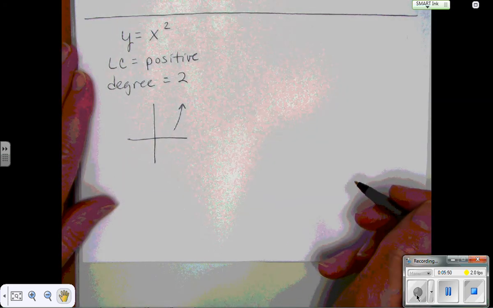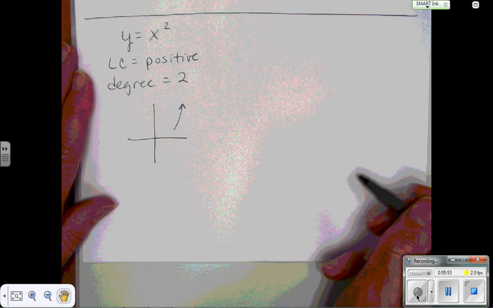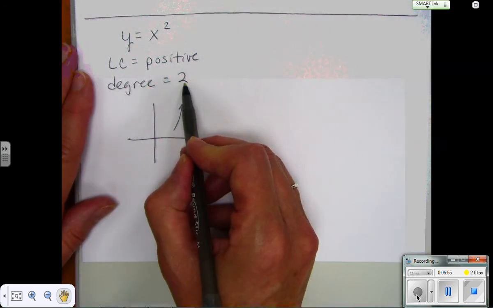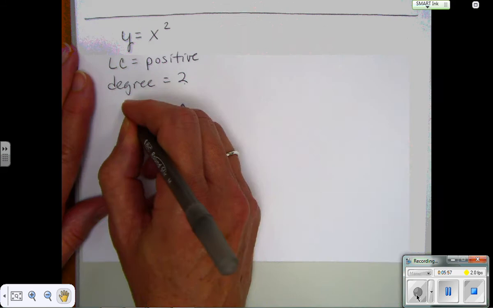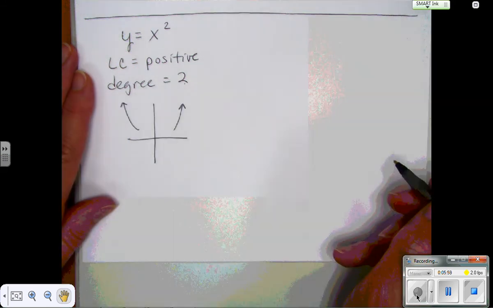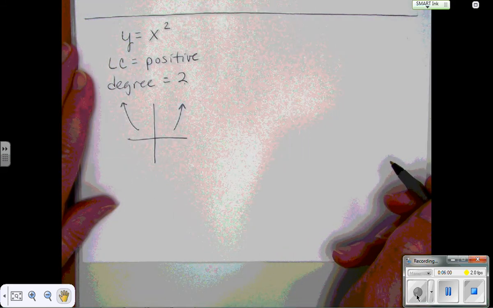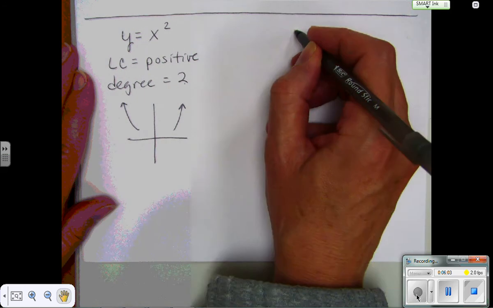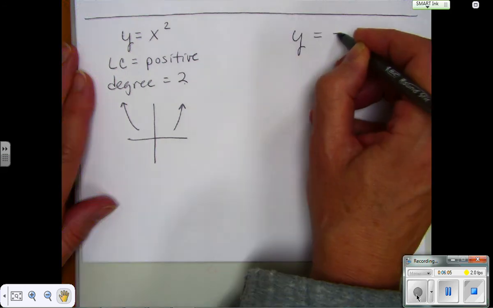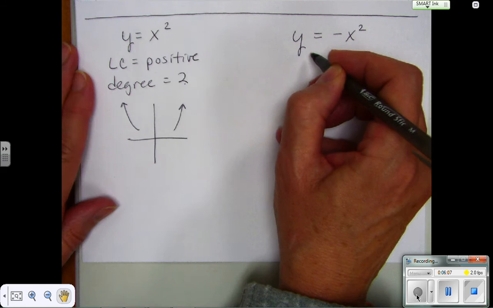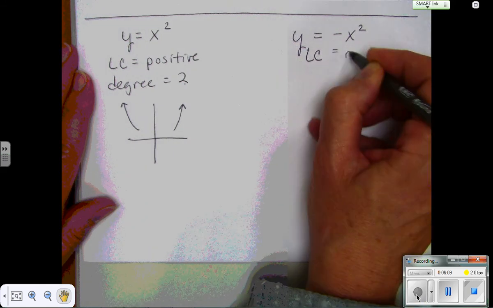This is just talking about end behavior on your graph. Since the degree is even, the left side is going to go the same direction. That's what we talked about in the first video earlier. Okay, so now let's say that your y is negative x squared. So your leading coefficient is negative.